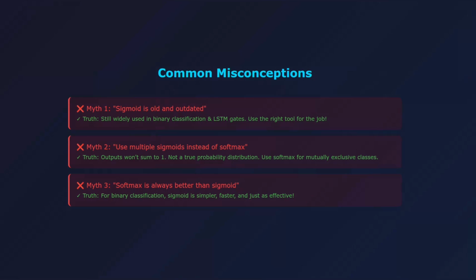Myth 2. You can use multiple Sigmoid outputs instead of Softmax. Technically, yes, but the outputs won't sum to 1, so they're not a true probability distribution. Softmax guarantees this property. Myth 3. Softmax is always better than Sigmoid. Not at all. For binary classification, Sigmoid is simpler, faster, and just as effective.